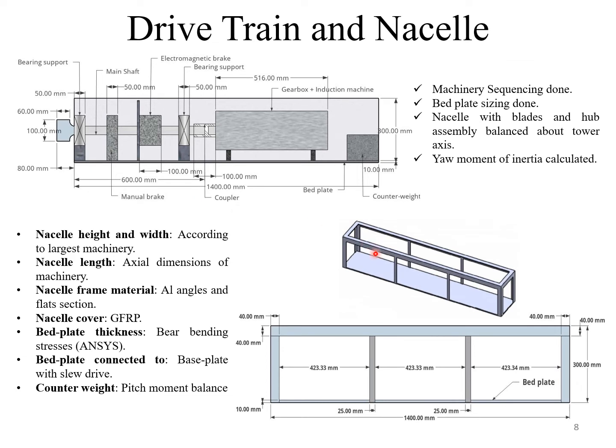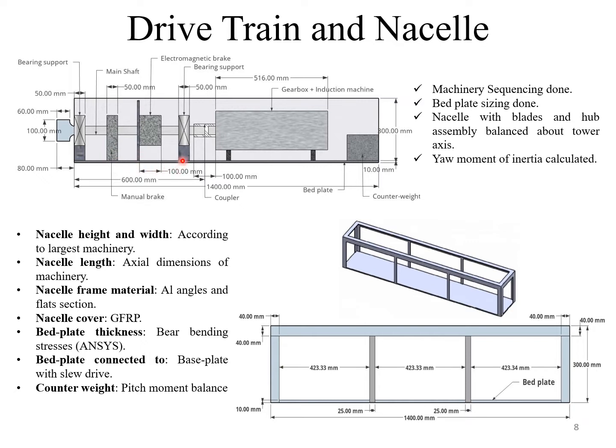The nacelle of a wind turbine houses the machinery and equipment. The nacelle frame is made up of angles and flat bars and is covered by GFRP. The bed plate at the bottom of the nacelle has all the machineries placed and fixed over it. The bed plate is bolted to the sleeving bearing, making it free to yaw. Starting from the upstream end of the nacelle, first element of the bed plate is the bearing support. Then the manual brake is fitted, followed by the electromagnetic brake.